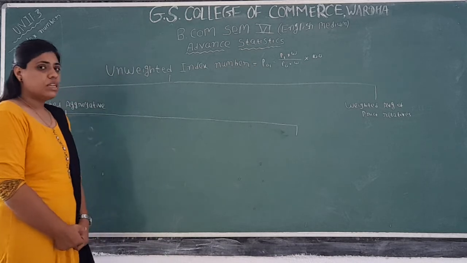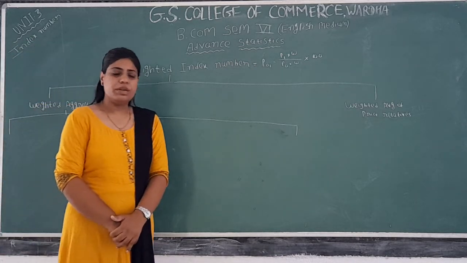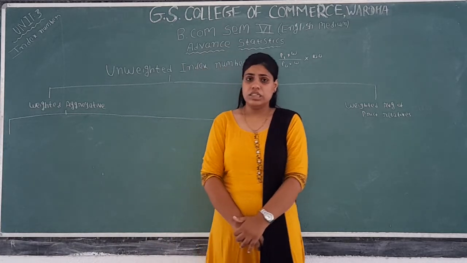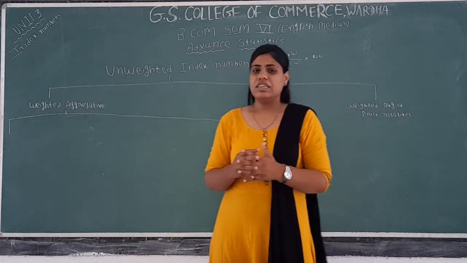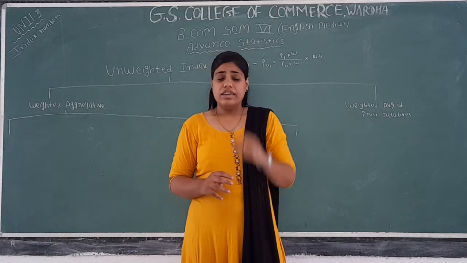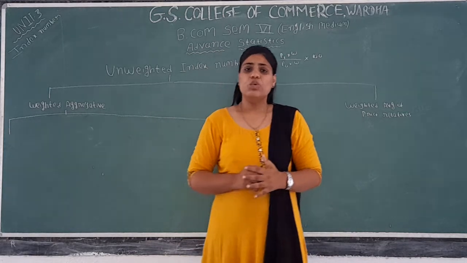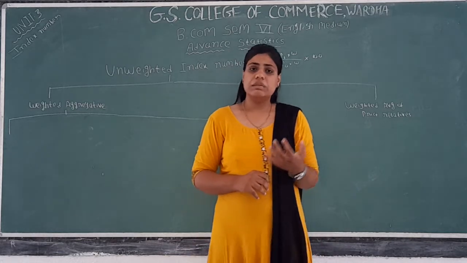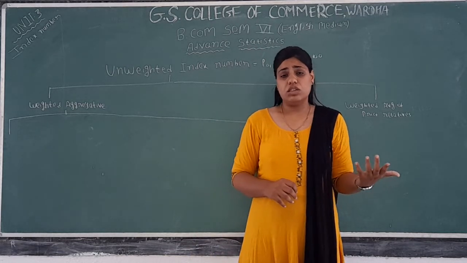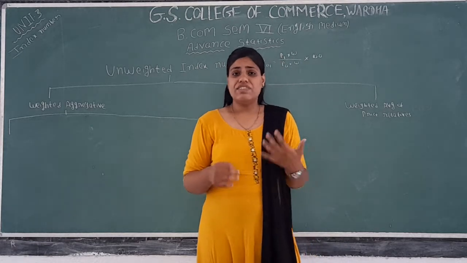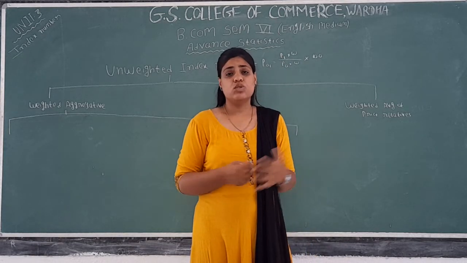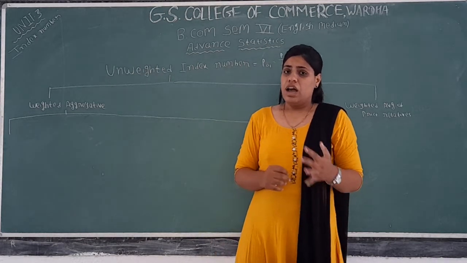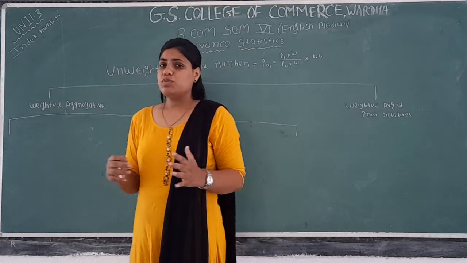This lecture is for the subject Advanced Statistics for BCom 6th semester. Under this subject, we are dealing with our third unit, which is associated with the index number. In this chapter, we have seen the theory related to index number, whereby we have seen the meaning of index number, importance of index number. Then we have seen the advantages or the merits of index number and the limitations or the demerits of index number. After that, we have seen the different types of index number.